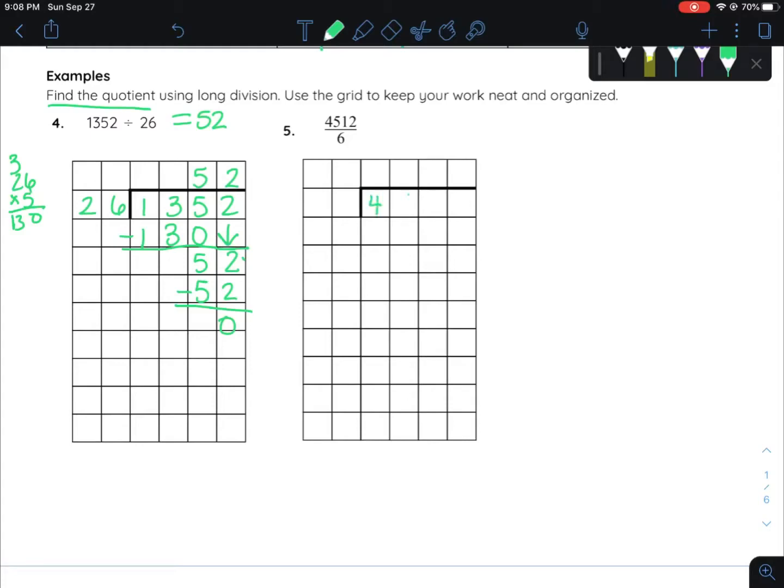So remember now, the top number is the dividend, the bottom number is the divisor. 6 goes into 45 7 times. 6 times 7 is 42. Subtract, you'll get a 3. Bring down the 1. 6 into 31, that's 5 times. 6 times 5 is 30. Subtract, we get 1. Bring down the 2. 6 into 12, twice. 6 times 2 is 12 exactly, so we're done. We got 752.